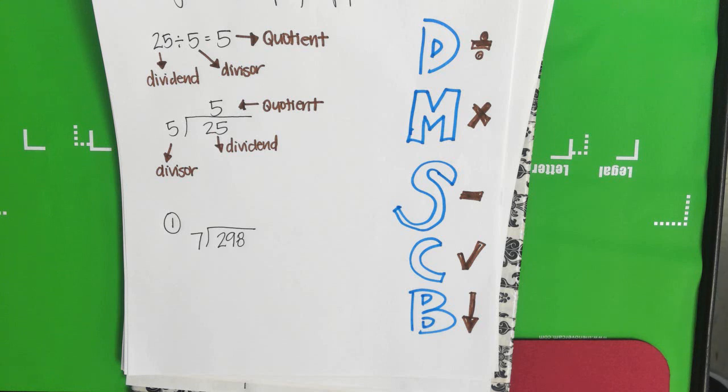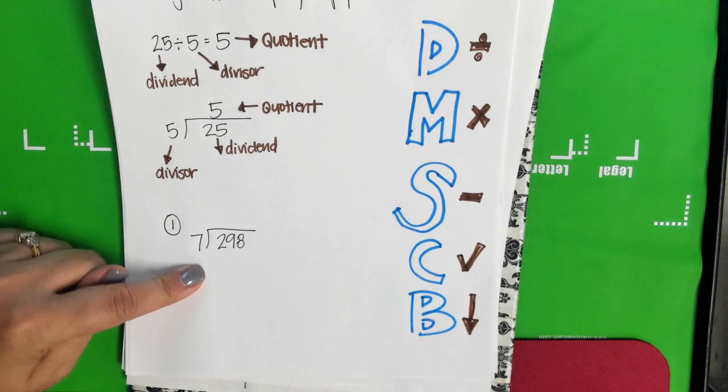Yes. Not yet. We're going to do it together. All right, everybody good? Okay, so following our algorithm, looking at this problem, 298 divided by 7, what is our first step? What are we going to do?